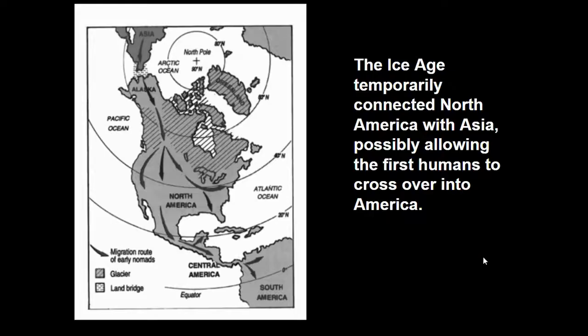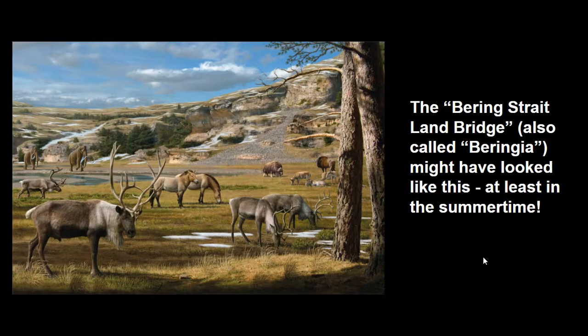But another effect of the Ice Age was the land bridge that formed up in the northern part of North America. And your reading talked quite a bit about that, and you're going to see a demonstration on that. The main outcome here, the main result, is that this possibly allowed the first humans to cross over into North America from Asia. And where they crossed became known as the Bering Strait Land Bridge, sometimes referred to as Beringia.